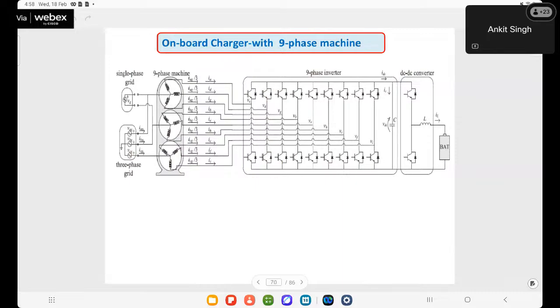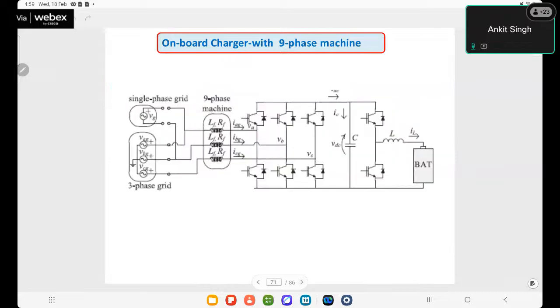Another one is the nine-phase system. Nine-phase machines are there, and in a nine-phase system, both possibilities exist. In the neutral points, we connect the supply. It can act as a single-phase grid. We can utilize it as a single-phase or even a three-phase system depending upon the requirement. So I will show the equivalent diagram.